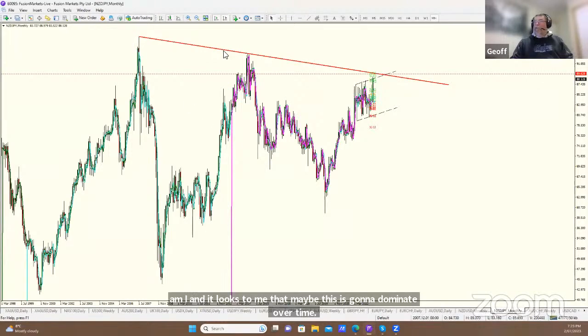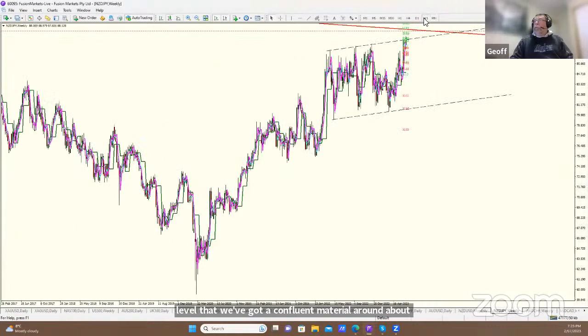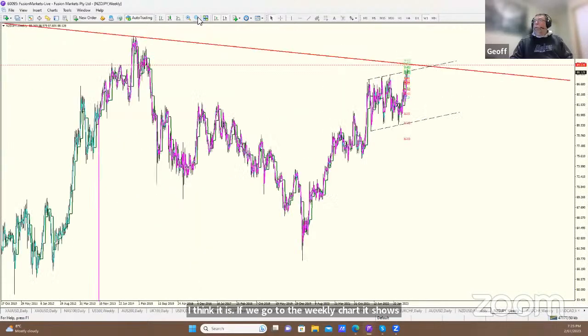Yet we're at a strong resistance level. Been resistance through here in the past after all-time highs. So we're very near to that level. And that trend line suggests, along with that horizontal level, that we've got a confluence area around about 89.5, I think it is. If we go to the weekly chart, it shows you how close we are to that area.